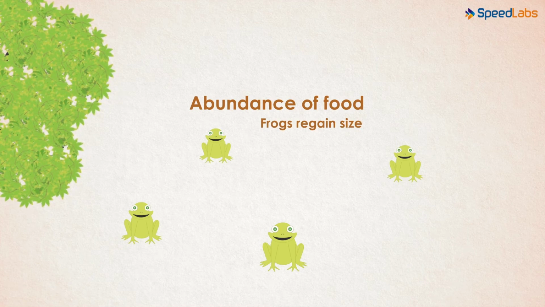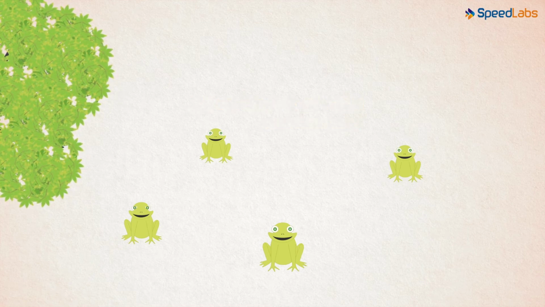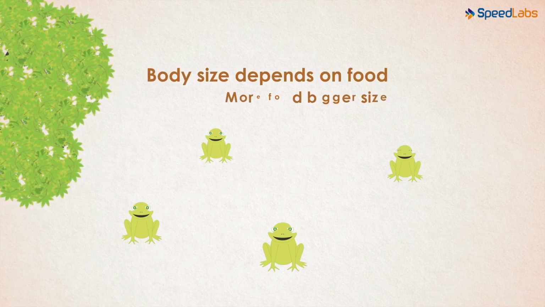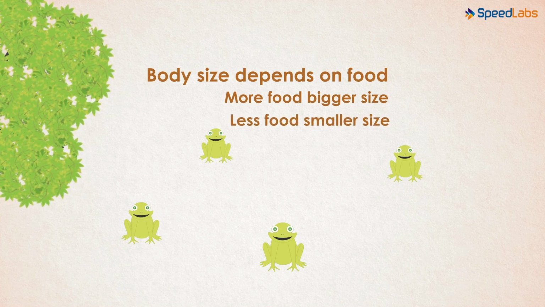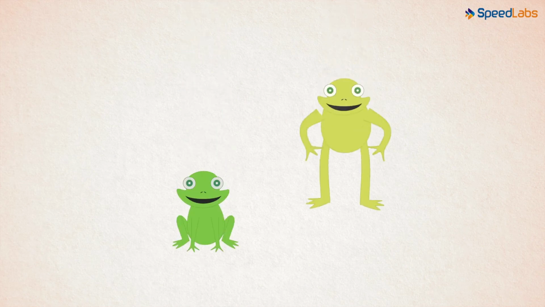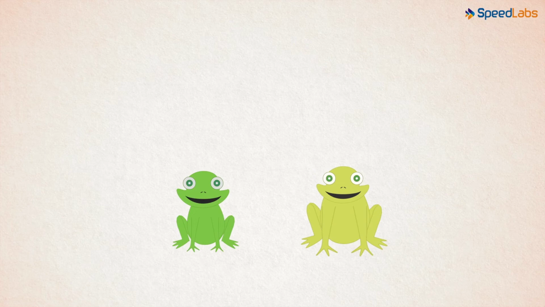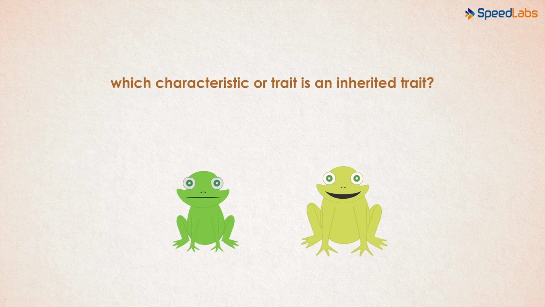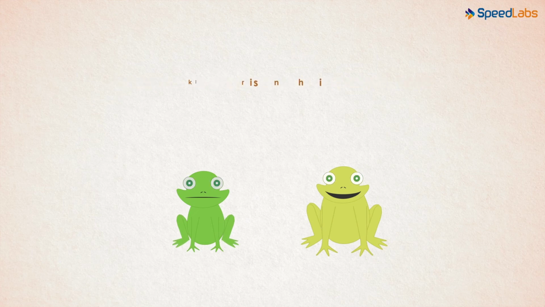In this case, being small or big in size wasn't dependent on the genes. It all depended on the amount of food the frogs ate. More food would lead to bigger sized frogs, while less food would mean tiny frog bodies. We now come to an important question. Look at the green or yellow skin of the frogs and the size of the frogs' bodies. Now tell me, which characteristic or trait is an inherited trait? What do we mean by inherited? It is a trait passed on from the parents to the offspring. Correct. The green or yellow skin is an inherited trait of the frogs.